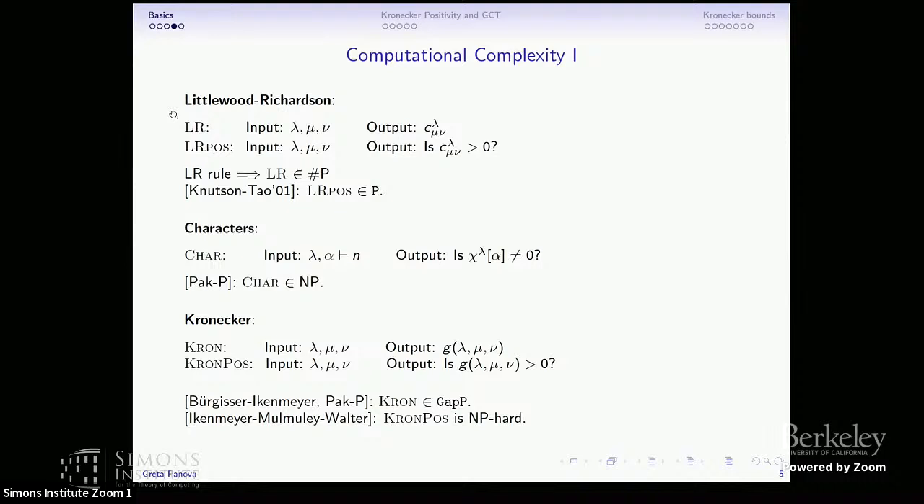So for the Kronecker coefficients, we don't actually know whether this is in sharp P. We only know that it's in gap P, so it's a difference of two sharp P functions. That's the best we know. On the other hand, we know there are no negative integers from the representation theory. So is this in sharp P or not? That's actually the big problem in the complexity world. And deciding whether they're positive is an NP hard problem, which is a recent result by Christian Ickenmeyer, Ketan Mulmuley, and Michael Walter. Okay, so in some sense, that's the complexity.